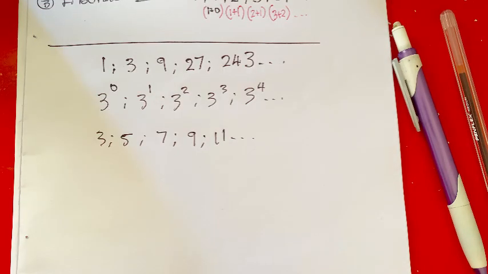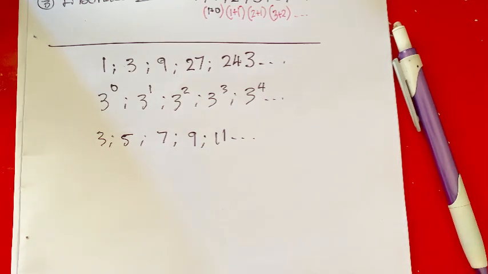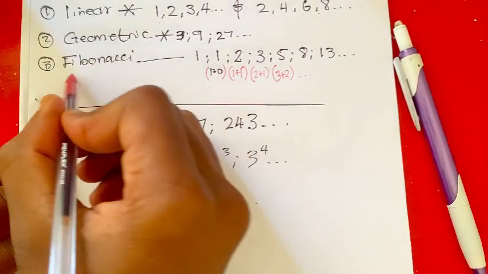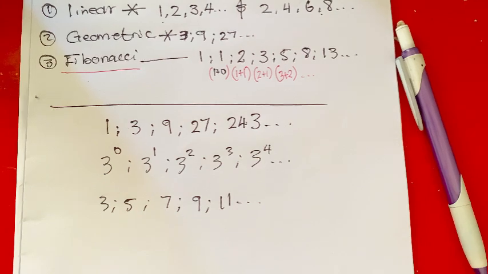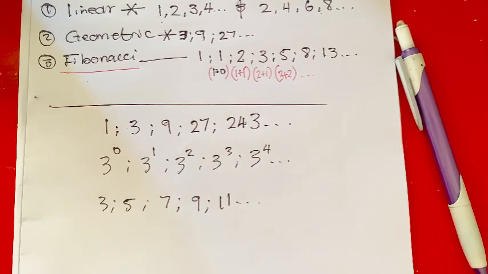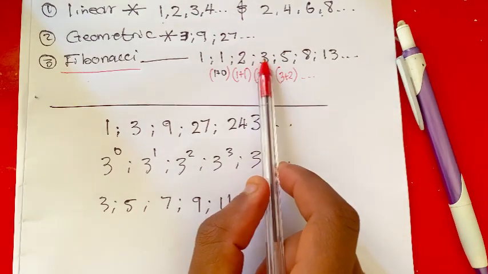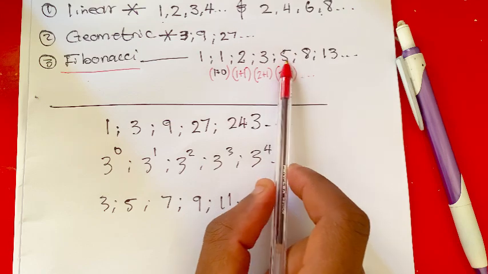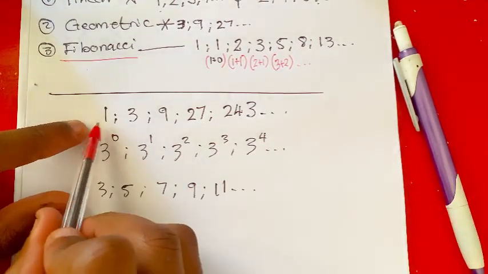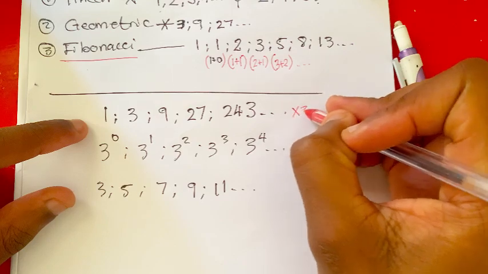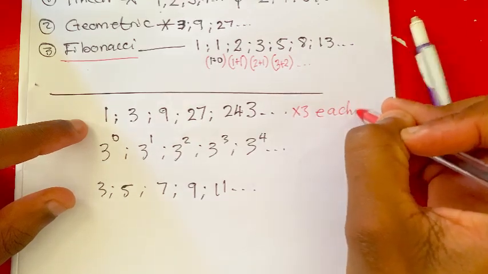You are asked to identify what each pattern would be. The type of pattern, is it linear, is it geometric, or is it a Fibonacci sequence? Now, the Fibonacci sequence is a special type of pattern. It does not change. So you can simply identify it by adding the current number with the previous and seeing if it gives you the next number. So that would be a Fibonacci sequence. If we look at this, you multiply by 3 each time.